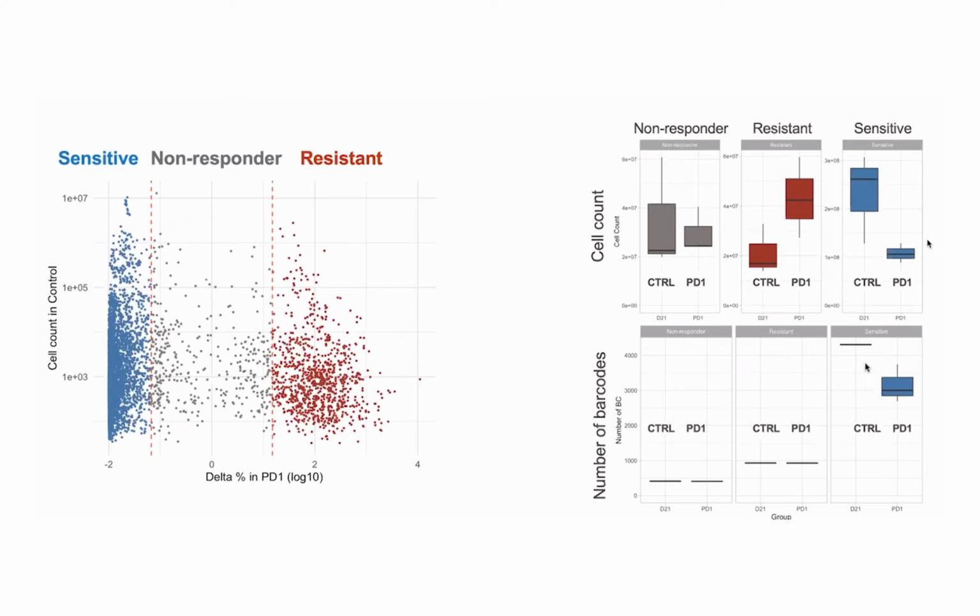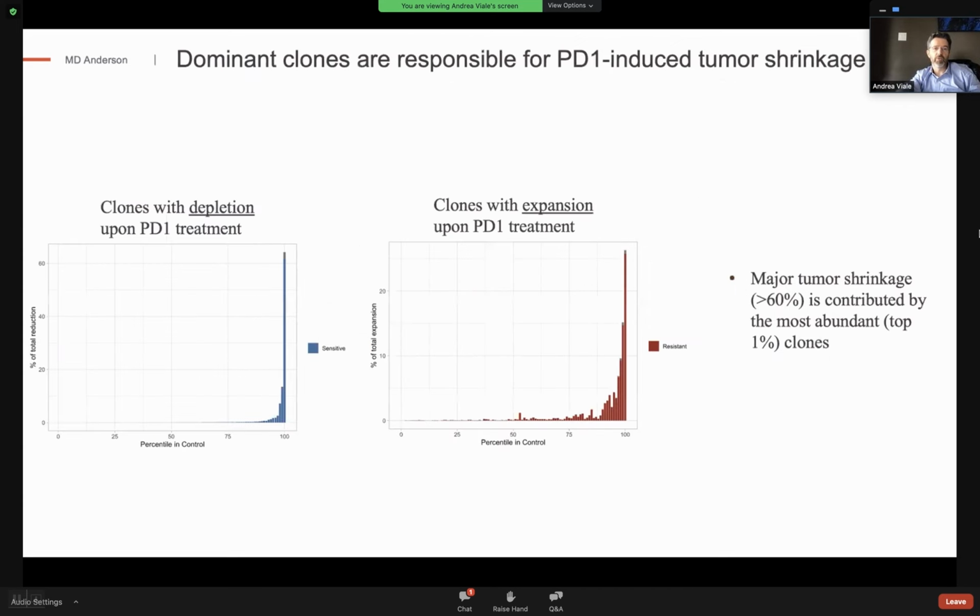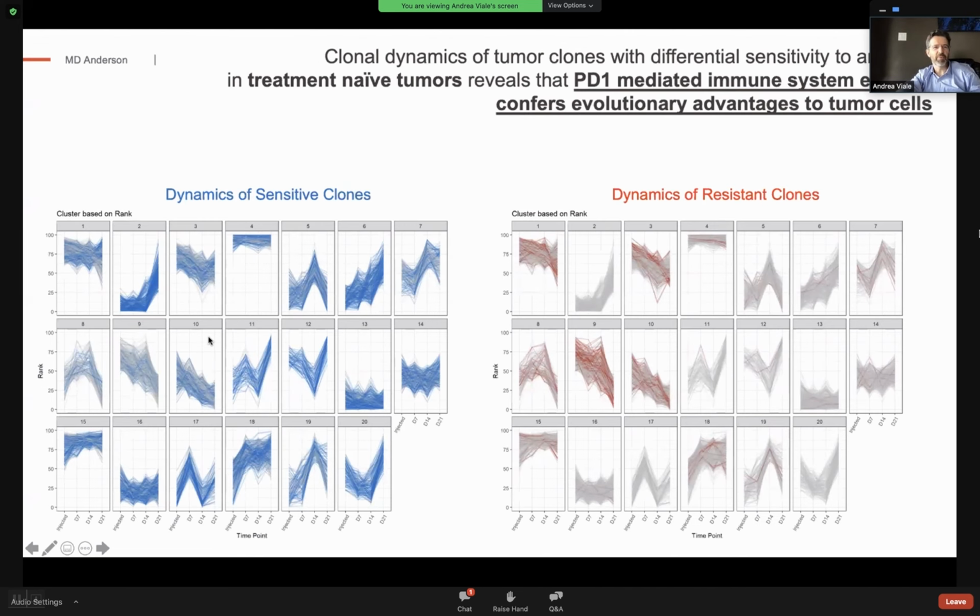The other thing that we saw is that some of the barcodes that are sensitive really disappear and get eradicated. Interestingly, it looks like the anti-PD-1 treatment, so the activation of the immune system, is really targeting cells and clones that are very highly represented in the tumors. Indeed, we evaluated that at least 60% of the tumor shrinkage is contributed by the most abundant clones in the tumor. And this again was something a little bit surprising to me.